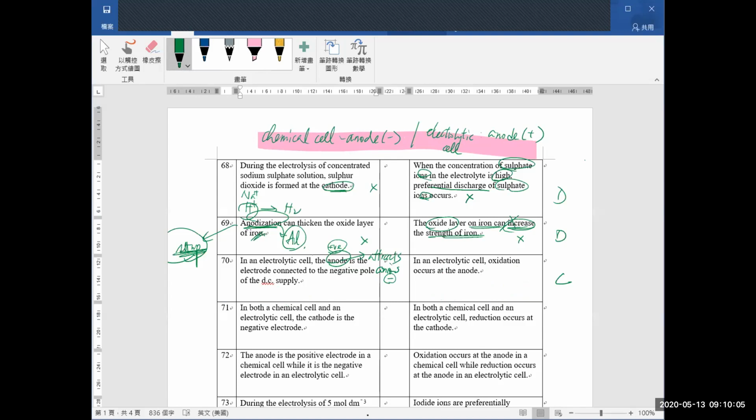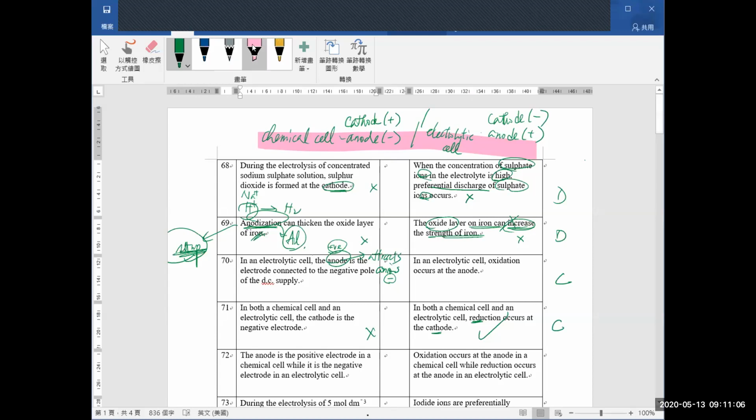71. In both the chemical cell and the electrolytic cell, this is what I have already given you the clue. B question mark. Red cat is always true, right? How about this? In a chemical cell, anode is the negative electrode; in an electrolytic cell, anode is the positive electrode. How about cathode? Cathode is positive in a chemical cell. How about the electrolytic cell? Cathode here is negative. Cross and take.